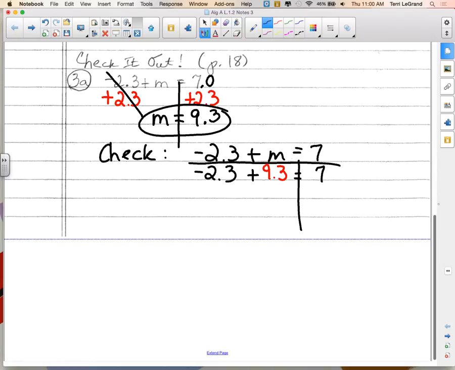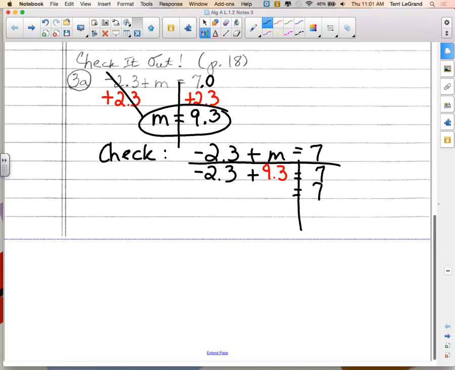This side needs no evaluating. It does not need any evaluating. 7 is 7. We're not going to mess with that. Over here, this can be evaluated. We can actually put those together. So if you have a negative 2 and 3/10, and you're going to add to it a 9 and 3/10, what do you actually get?